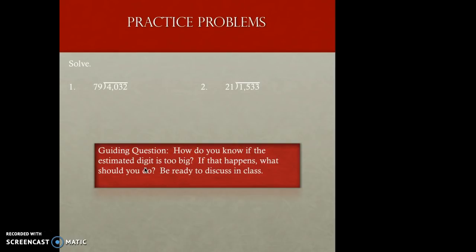Guiding question. I was going to say see you soon, but I knew I had one more thing. How do you know if the estimated digit is too big? If that happens, what should you do? Okay, be ready to discuss this in class. It's what I just mentioned in the previous part.